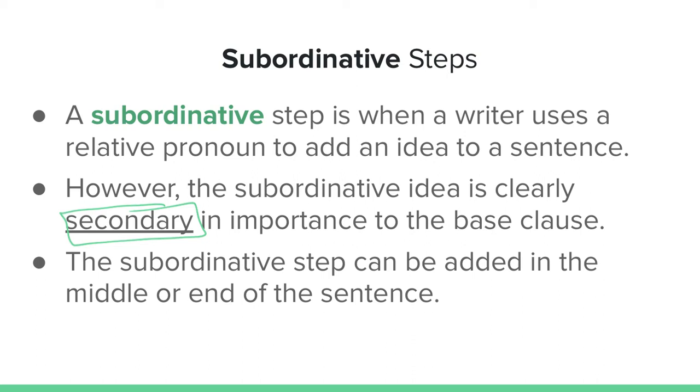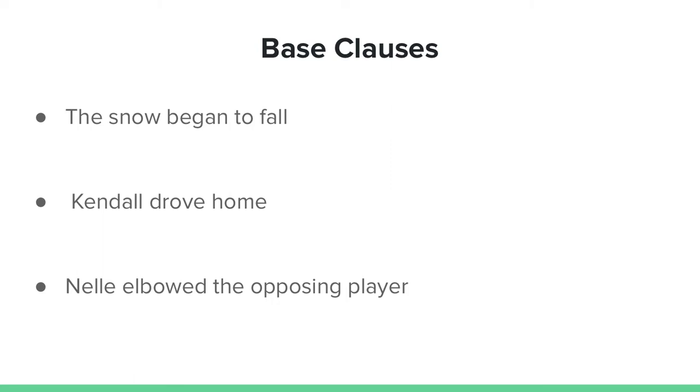The subordinative step can be added in the middle or at the end of a sentence, but it can't start a sentence. So let's look at some examples. Our first base clause says, "The snow began to fall." To add on to this, using a subordinative step, we have to use one of those relative pronouns. One that would make sense here is which. The snow began to fall, which made the drive home dangerous.